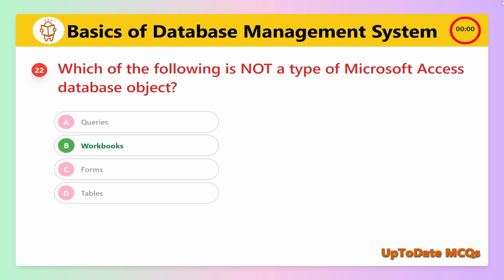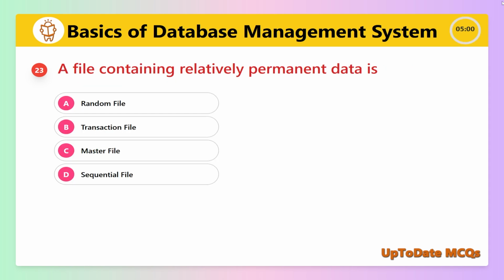The correct answer is option number B, Workbooks. A file containing relatively permanent data is A. Random file, B. Transaction file, C. Master file, D. Sequential file. The correct answer is option number C, Master file.